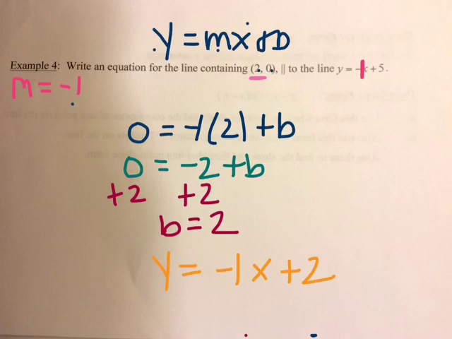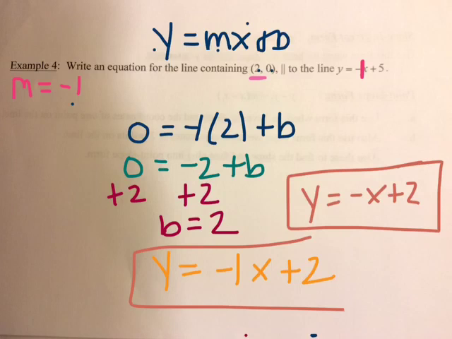You don't have to write the negative 1. It's more proper if you don't. So you might see it as y is equal to negative x plus 2. They're the same thing. Whether you want to write the 1 or not, it doesn't matter. Same exact equation. And there you go.